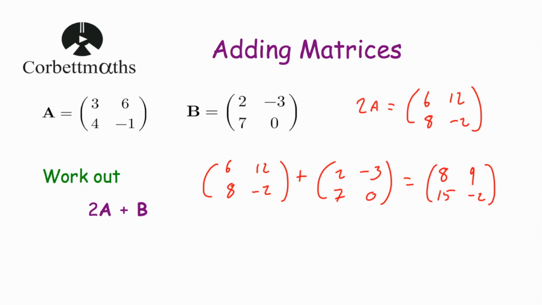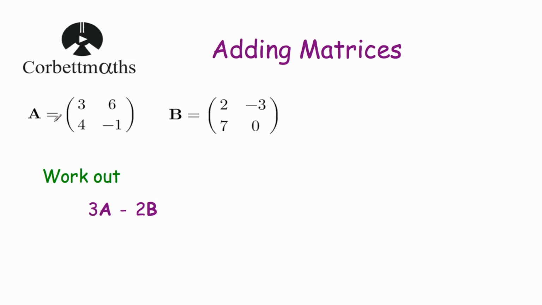Okay, let's have a look at our last question. This time we've got two matrices, A and B, and we've been asked to work out 3A minus 2B. So let's take the matrix A and multiply it by the scalar 3. Let's write down what 3A would be. That means we're multiplying all of these elements by 3.